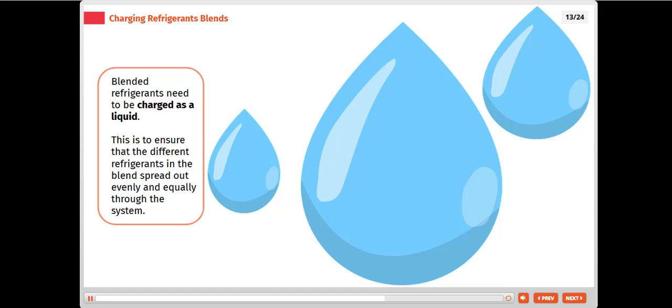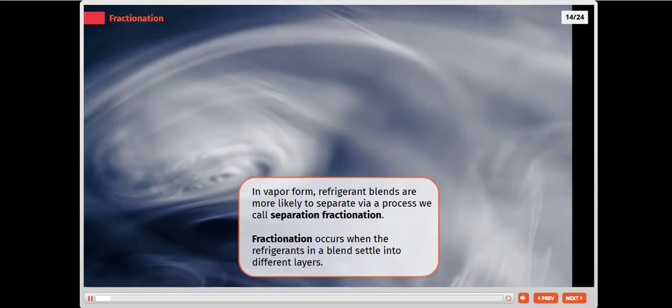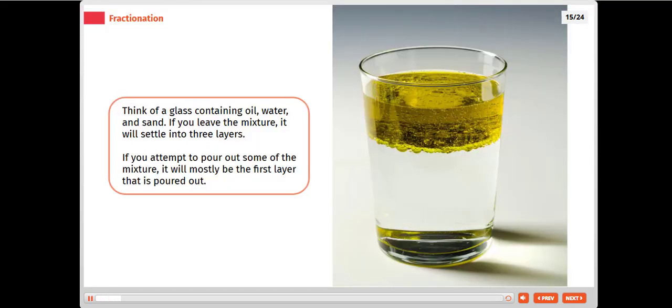In vapor form, refrigerant blends are more likely to separate via a process we call fractionation. Fractionation occurs when the refrigerants in a blend settle into different layers. Think of a glass containing oil, water, and sand. If you leave the mixture, it will settle into 3 layers. If you attempt to pour out some of the mixture, it will mostly be the first layer that is poured out.